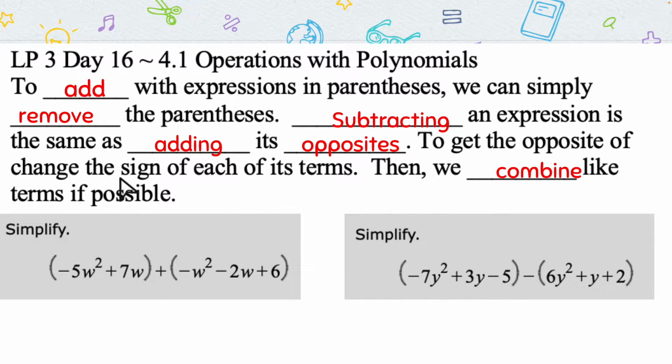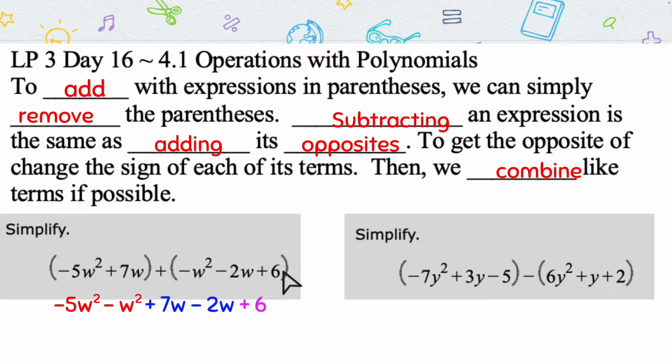Down here, we're going to group the terms that are alike. I'm just rearranging these. I'm dropping the parentheses since I'm adding. Nothing is going to change about any of these; we're just switching the order. So I have negative 5w squared and then minus w squared, and those are like terms. 7w and negative 2w are like terms because they're just w's. And the 6 is the only constant in this expression.